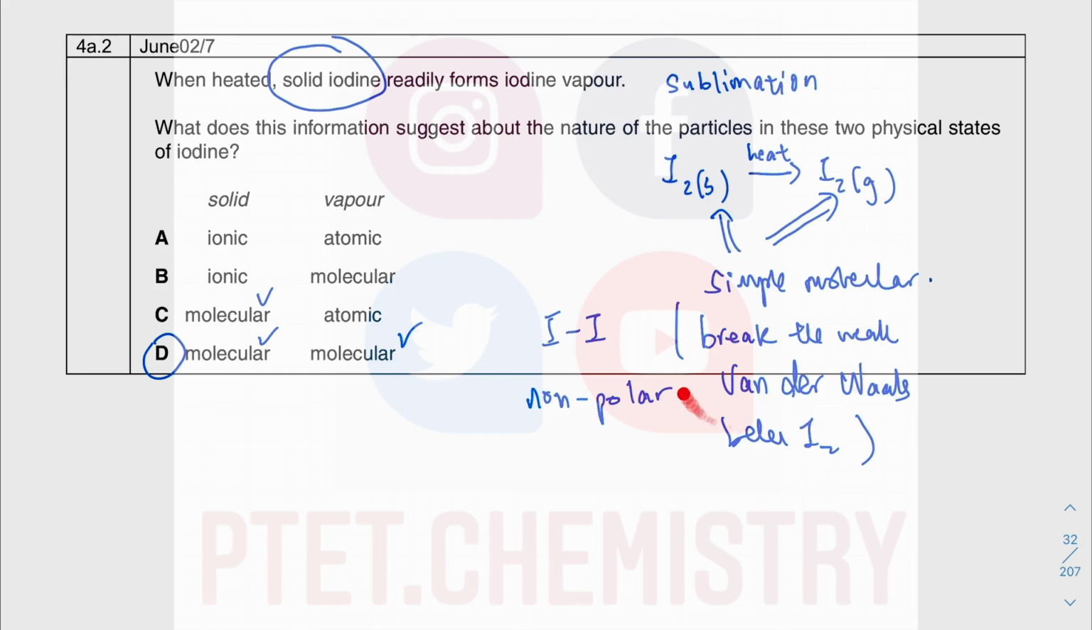I spent some time going through this idea because the molecular structure of iodine, including the structure and the bonding, not just within, which is covalent bond, but also between the molecules, they are always focused and emphasized upon in A-level chemistry.